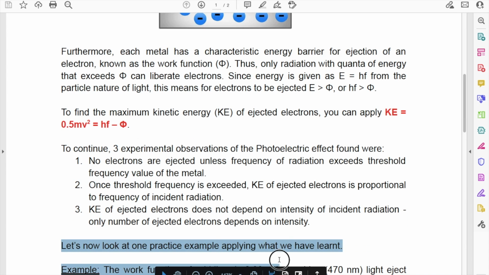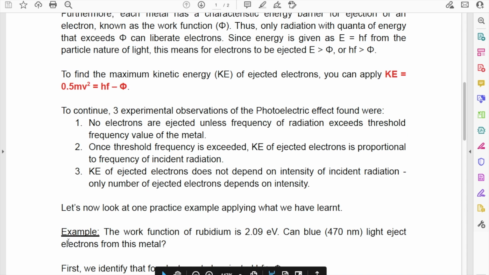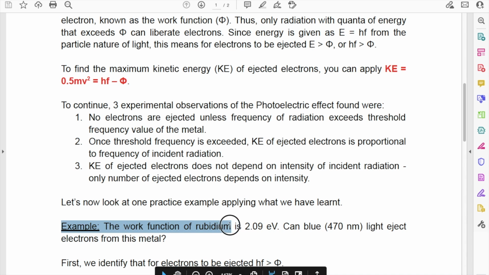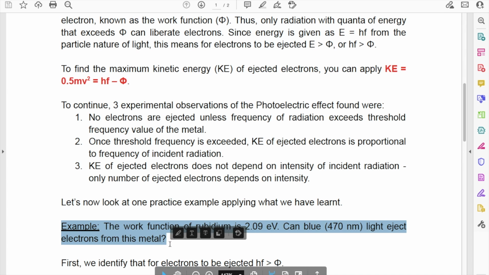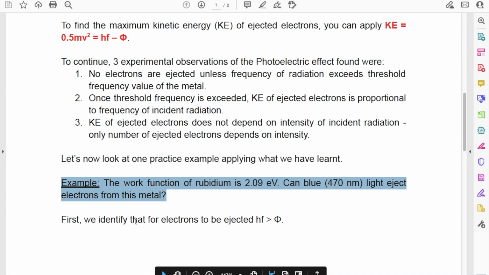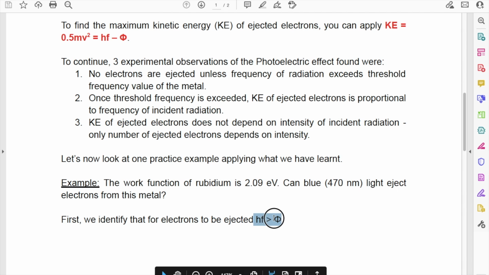Let's now look at one practice example applying what we have learnt. So the practice example we have here is: the work function of rubidium is 2.09 electron volts. Can blue 470 nanometers light eject electrons from this metal? Firstly, we identify that for electrons to be ejected, hf must exceed the work function.